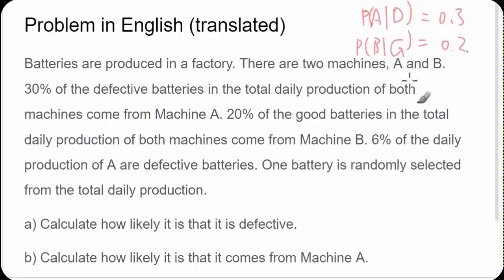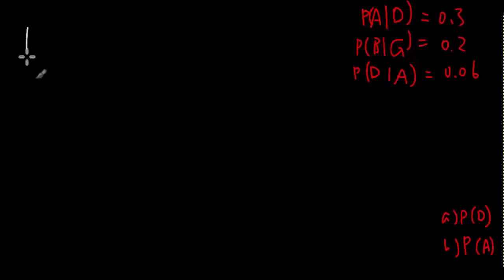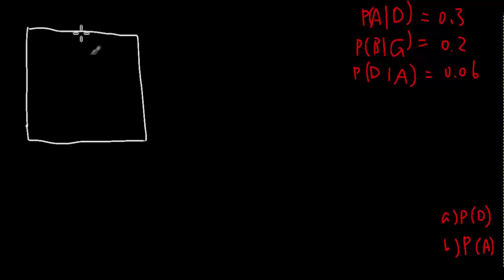6% of the daily production of A are defective batteries. In this case, given A, the probability of defective is 6%, 0.06. Now, question A asks about the probability of defective, P(D), and question B asks about the probability of A. Okay, let's try to solve this. I will draw my Bayes figure. I don't know yet how many defects and good ones, but just say P(D) and P(G).